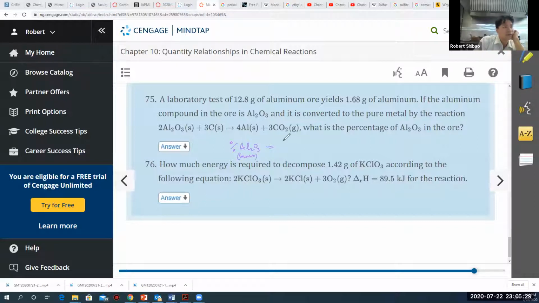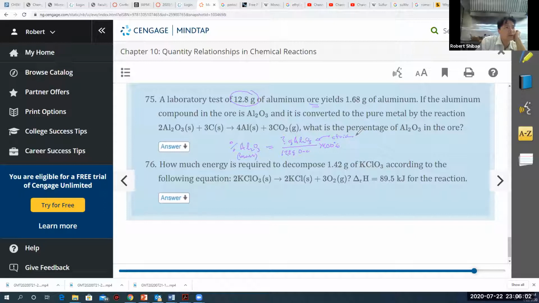And so this means I need to figure out how many grams of Al2O3 per grams of ore. The grams of ore is given here. I have 12.8 grams of ore, and so that's given: 12.8 grams of ore times 100%. The problem is I have to find out how many grams of Al2O3 there are. And this is the stoichiometry part here.